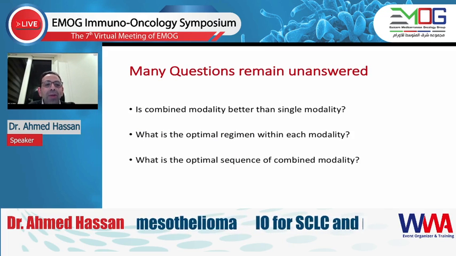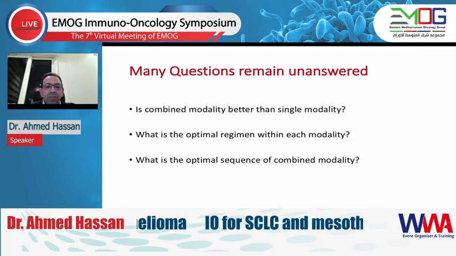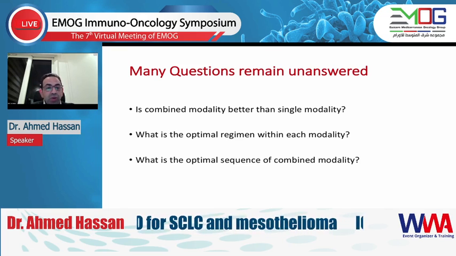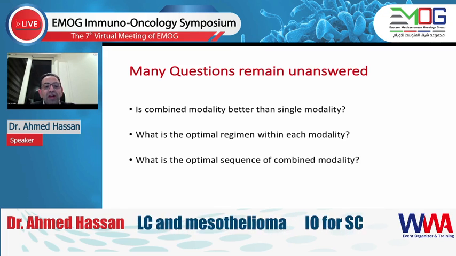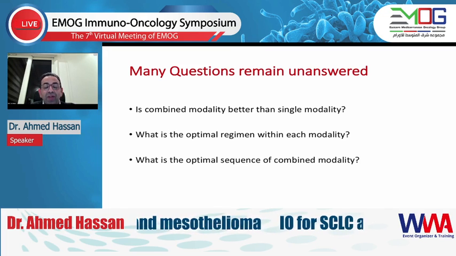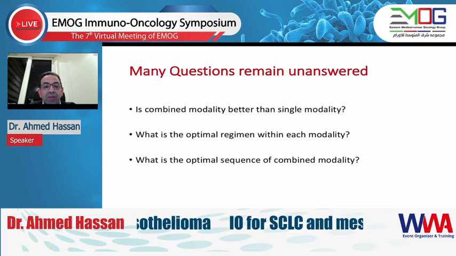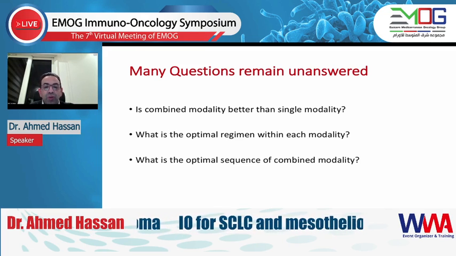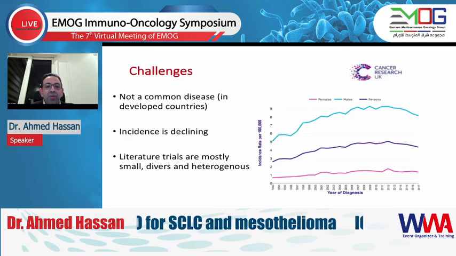So in mesothelioma, many questions remain unanswered. Shall we use chemotherapy or chemotherapy and radiotherapy, or trimodality, surgery, chemo and radio, or bimodality? We're not sure. We don't have good evidence on the best sequence of treatment, on the best regimens to use, the best surgical approach to use, or the best radiotherapy protocol to use. So there's very little well-conducted data in this tumor setting.